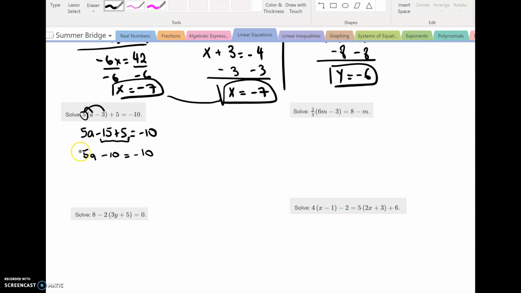And then I want to isolate the variable by adding 10 to both sides. And look what happens. Both sides end up, the negative 10s end up canceling. So I'm left with 5a is equal to 0. I still have to divide by 5. But what that means is that a is equal to 0. And that is a perfectly acceptable answer to this problem.